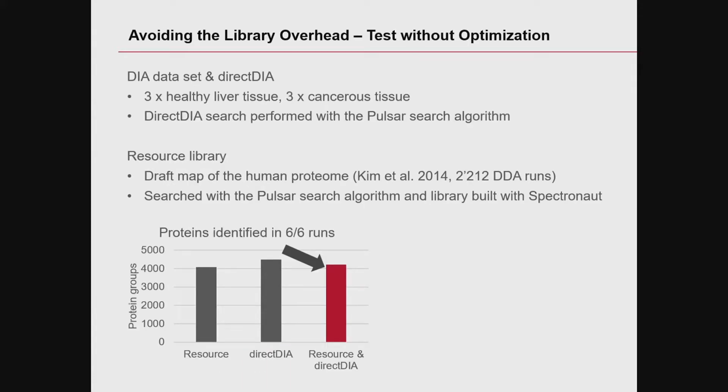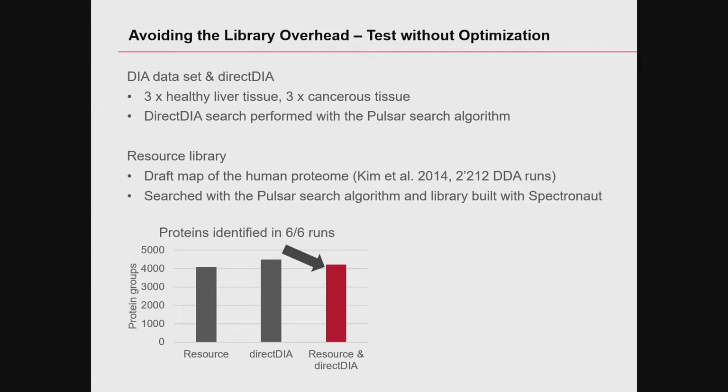And we have done that actually already last year, but only with a very quick test, so without any optimization. Here I have one example data set. It was 3 times healthy liver tissue and 3 times cancerous liver tissue. We performed a spectrum-centric analysis of the DIA, a direct DIA analysis, and then we also took a resource library, in this case a very, very comprehensive one. It was this publication from 2014, 2,200 runs, and we built a library out of that.